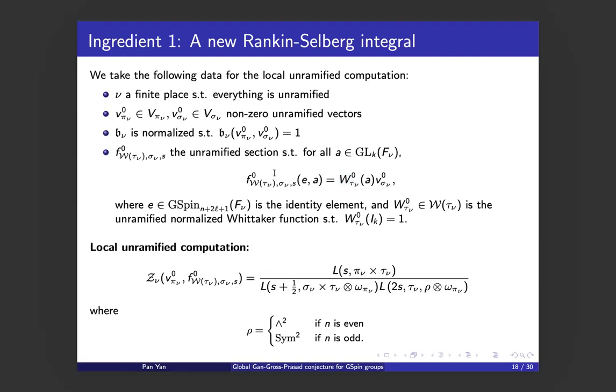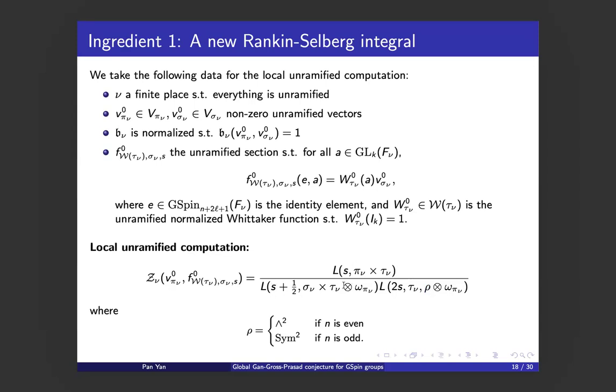When we choose these data for the unramified computation, we can compute this integral explicitly to get the following expression. In the numerator we get the L-function for pi nu times tau nu. In the denominator, we get the L-function for sigma nu times tau nu twisted by the central character of pi nu, and also the exterior square, or twisted exterior square, or symmetric square L-function for tau nu at 2s. Here rho is either the exterior square or symmetric square, depending on whether n is even or odd. And we need to twist that by the restriction of the central character of pi nu to the connected component of the center. So that's the local unramified computation.